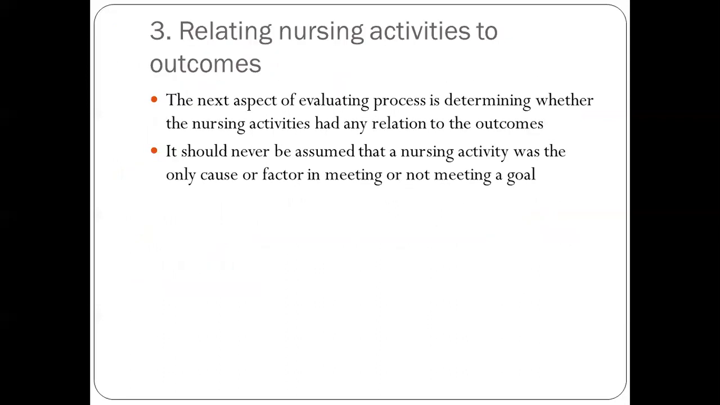Third one, relating nursing activities to outcomes. If the goal has not been met, either you can change the nursing activities, or you can terminate them. So according to that, you can modify the nursing activities. So all these things can be done in the third step, relating the nursing activities to the outcome.